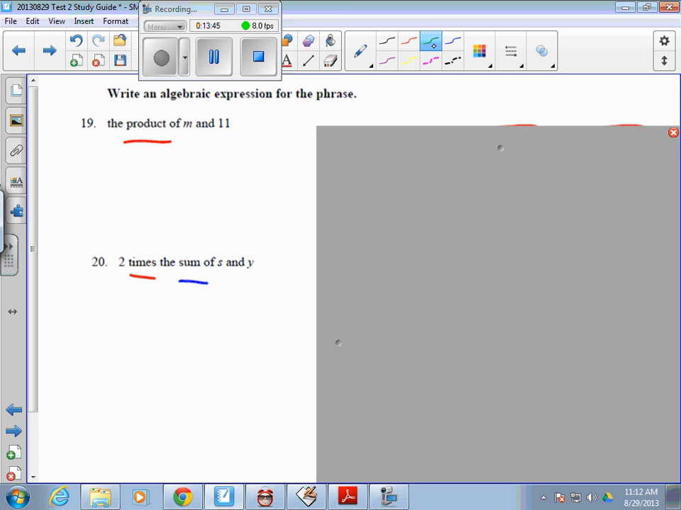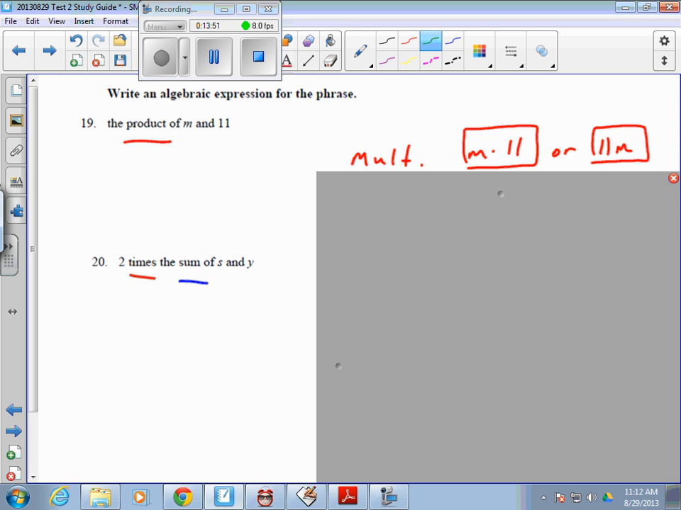Number 19 says write an algebraic expression for the phrase the product of m and 11. Product means to multiply. You see that term? Product, it means to multiply. So m times 11, or what's better, is probably 11m. The more concise you can write it, or the fewer things you can write in it, the less likely it is to be wrong.